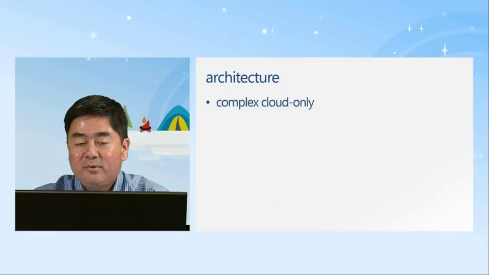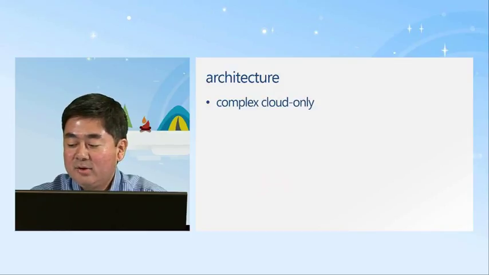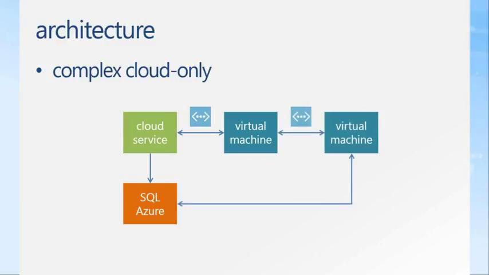You can also move to a more complex, once again cloud-only architecture, where you've got multiple components all running in Windows Azure. So for instance, we might have our ASP.NET application running on our SQL Azure database, but maybe we need to use Windows authentication. So we might set up a virtual machine running AD and have that connected to our cloud service through a virtual network. And then maybe, for some reason, we need to run a SQL Server Analysis Services box. We might create another virtual machine and have that pull data from our SQL Azure database.